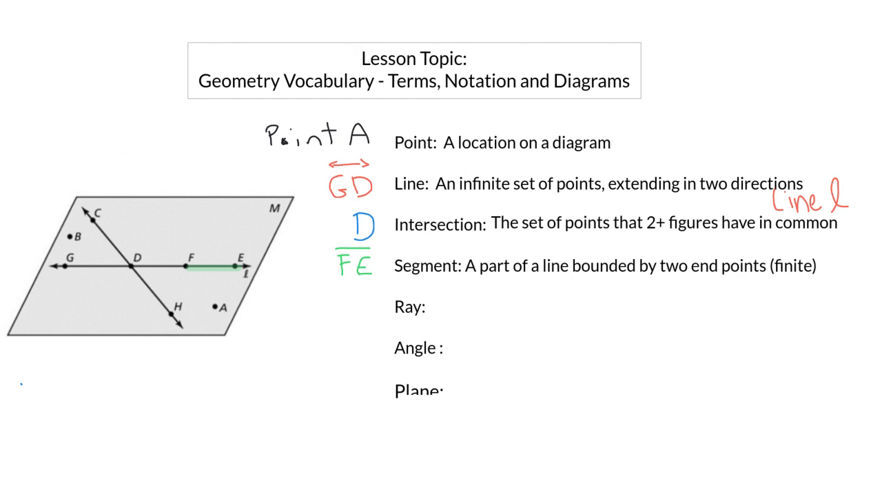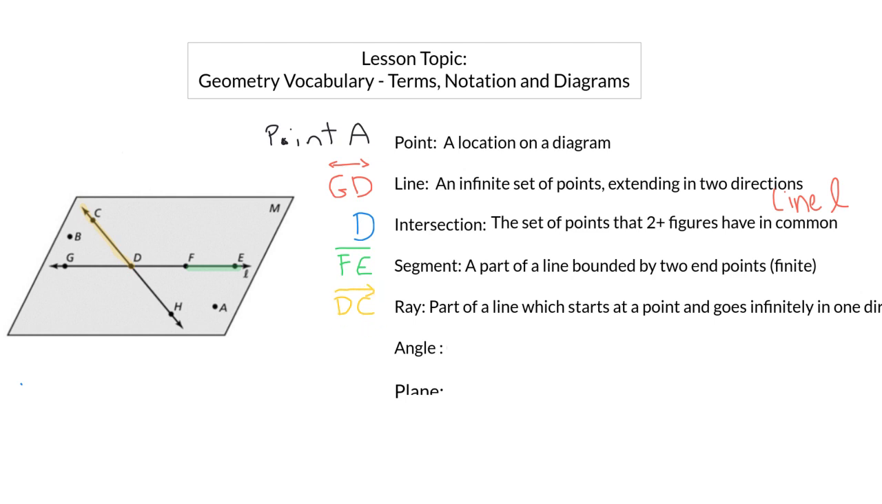Now, a ray is also a part of a line, but it has an endpoint and then it goes infinitely in one direction. So if I were to talk about, let's pick this one right here, ray DC. I'm going to write that. You always start with the endpoint and then go towards where the arrow is when you name a ray. So I can start at D and head towards C, and then my ray notation looks like that. So this right here is ray DC.